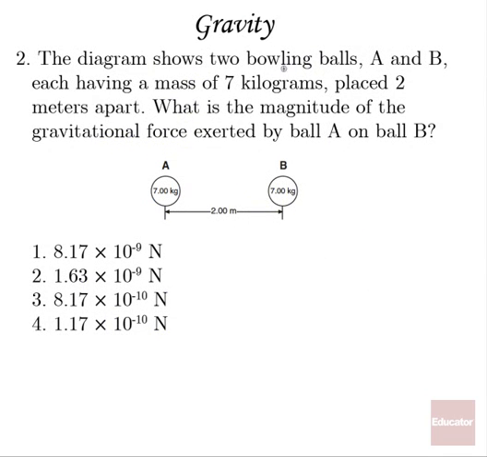Question 2. The diagram shows two bowling balls, A and B, each having a mass of 7 kilograms, placed 2 meters apart. What is the magnitude of the force exerted by ball A on ball B? Well, to do this, I'm going to go to Newton's law of universal gravitation.